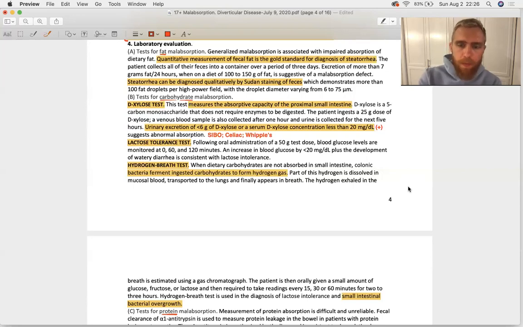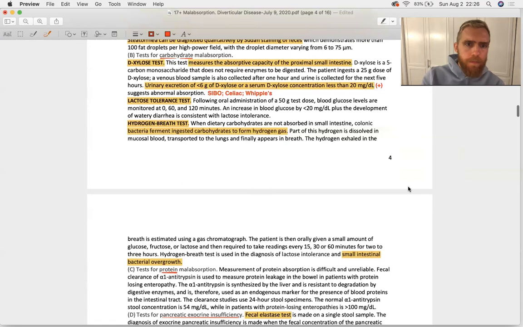And if they have a compromised small intestine, then they're not going to absorb all of it. So you give them a measured amount, and then you measure their urine or their blood and see how much is in there. And if it's lower than you would expect, then you're going to be thinking this is a small bowel pathology. The top 3 on that differential are going to be small bowel bacterial overgrowth, celiac disease, and Whipple's disease. And we're going to talk about all 3 of those today.